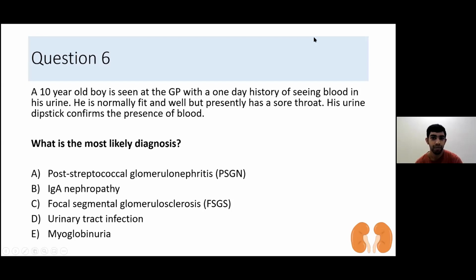Question 6. So you see a 10-year-old boy and he's got blood in the urine. Okay? He's normally well, and you confirm that there's blood with the presence by using urine dipstick. So what is the most likely diagnosis? Ten seconds.